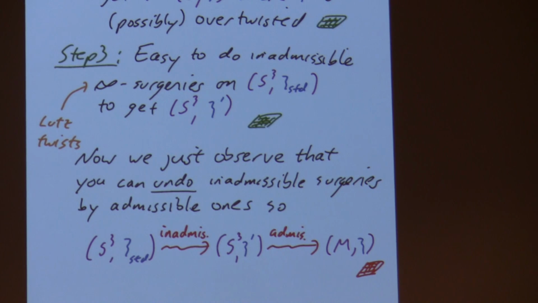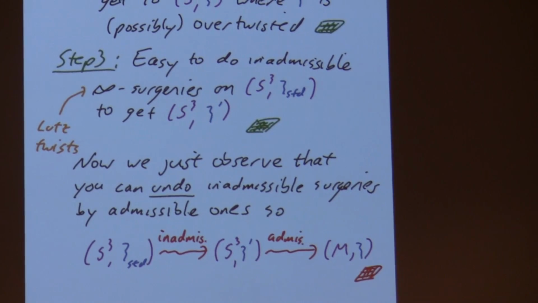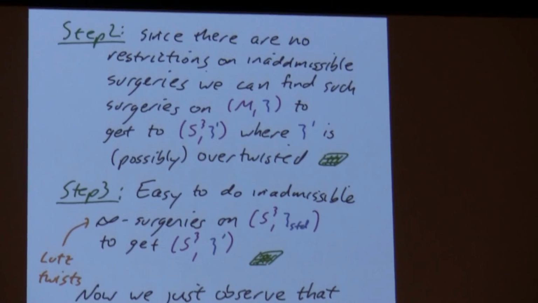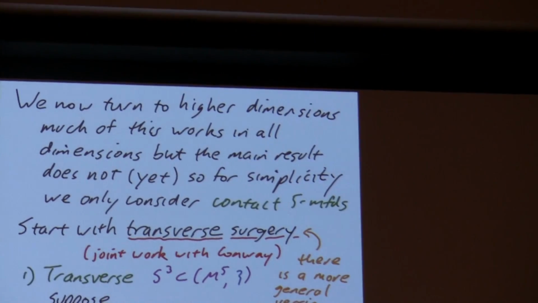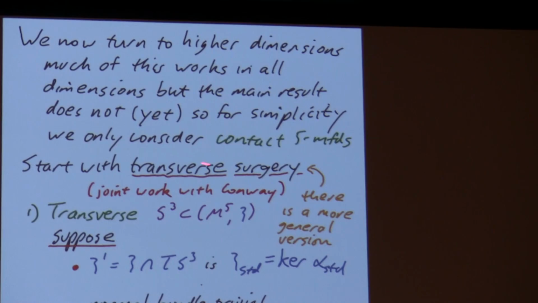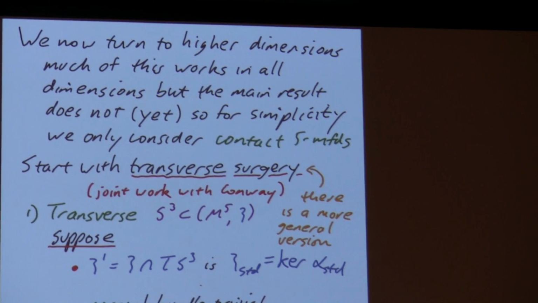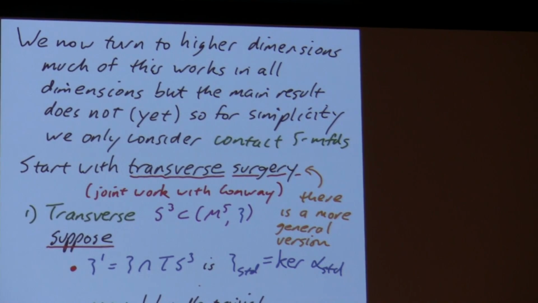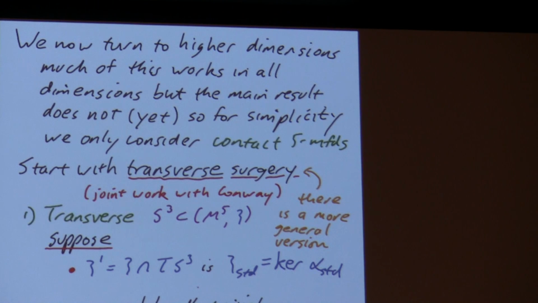OK. So we want to try to define these same sort of procedures, these same sort of surgery constructions in higher dimensions. So let's get started. So we want to do this in higher dimensions. So we want to actually try to prove that all contact 5-manifolds can be obtained by some sort of similar sorts of surgery operations.